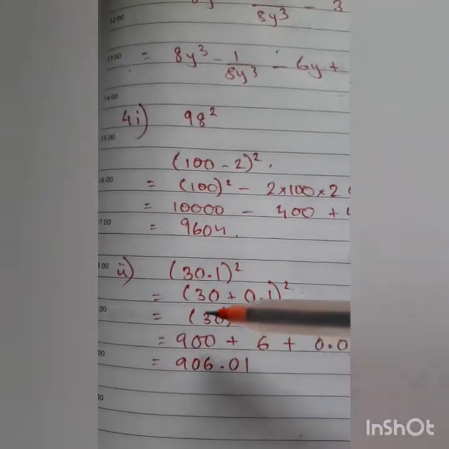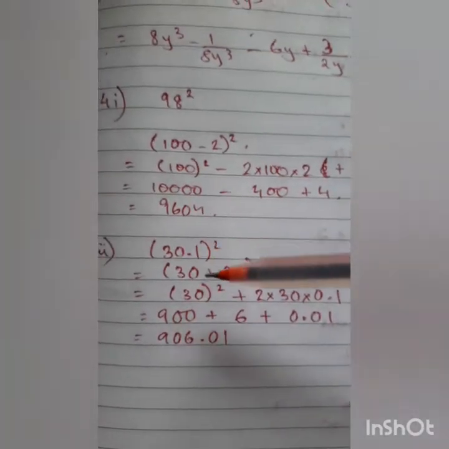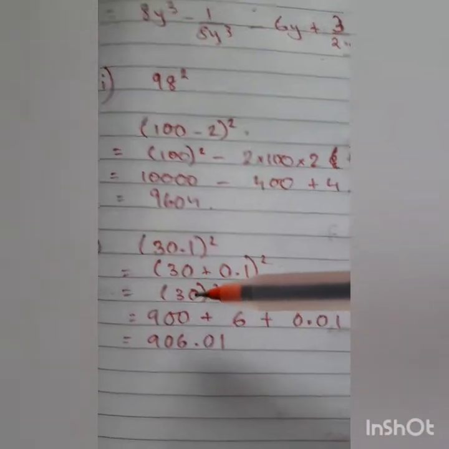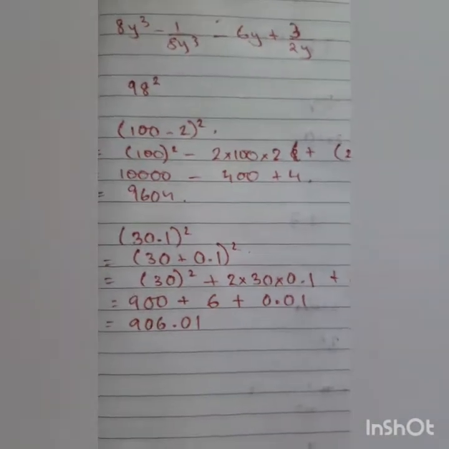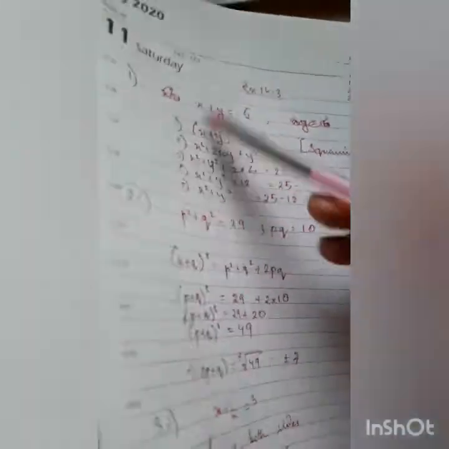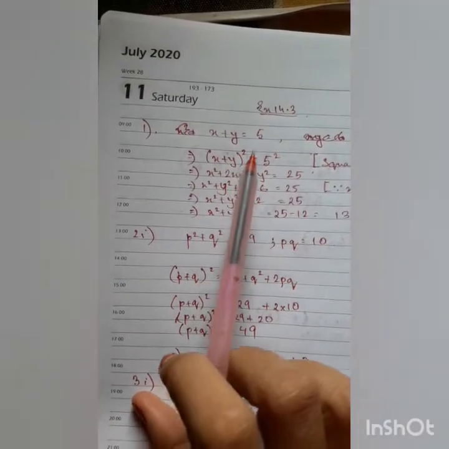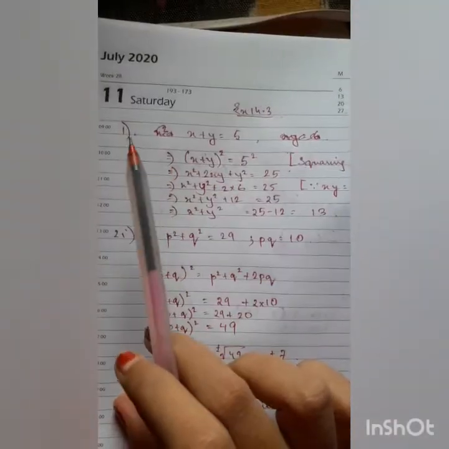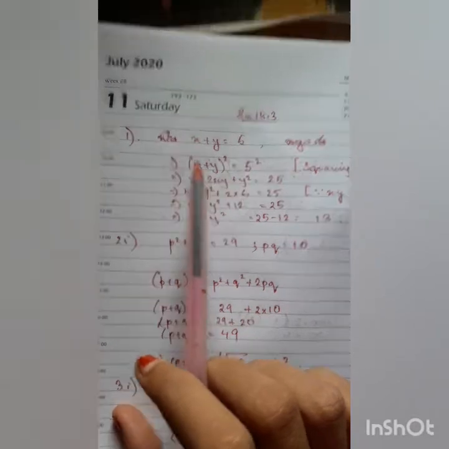Similarly 4 part 2 also I have shown. 30.1 I have expressed as 30 plus 0.1 whole square and proceeded with the a plus b whole square formula. Now in exercise 4.3, only these 3 types of sums will come in your half yearly. What is the type? Just let's go through them once.